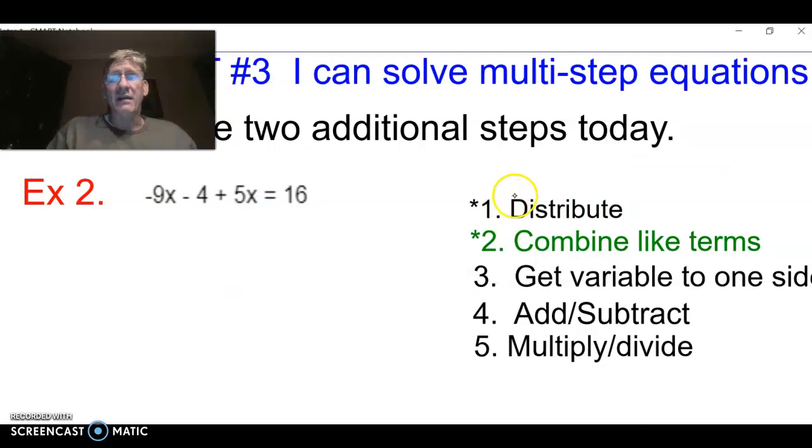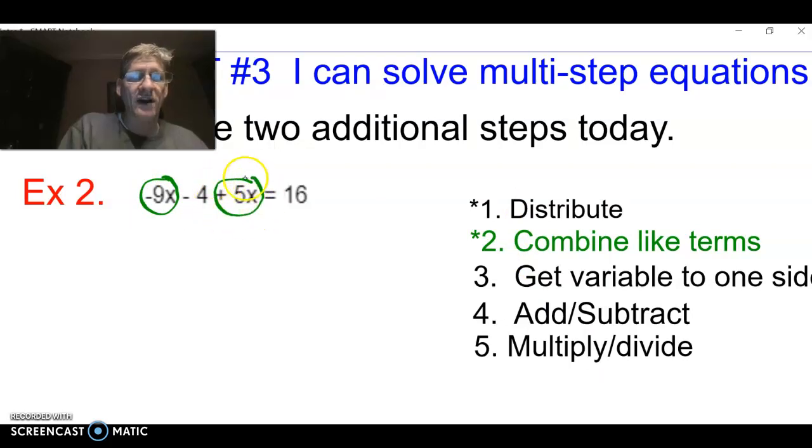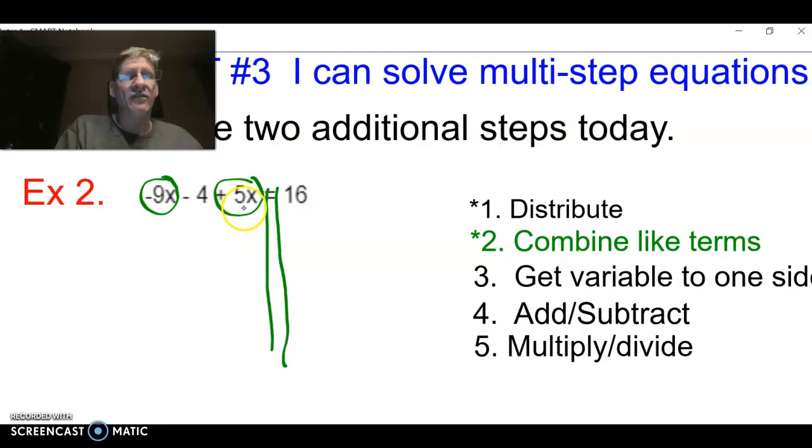So, same list, I do not have distribution. We don't see any parentheses, but I do want to combine like terms now. So like terms, I have a couple here. I have minus 9 and a plus 5. Now, I like to circle the sign in front. I can combine those. They are on the same side. I do not have to move one to the other. I can just like smush them together. So what is negative 5? You can rearrange if you want. I'll just do that. What if I did this?